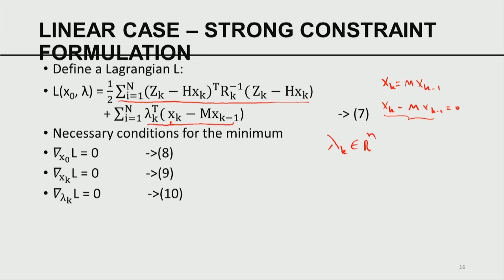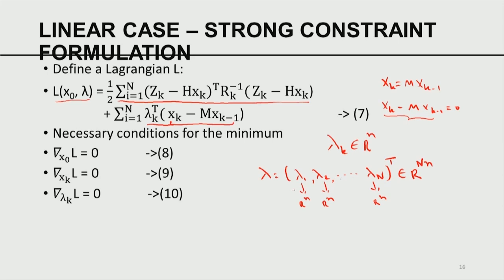So the inner product, that is a constant. This quadratic form, that is a constant. So L of x naught, lambda, that is a scalar function. It is a scalar function of x naught and lambda. When I say lambda, lambda is not one lambda. Lambda is a collection of all the lambdas, lambda 1, lambda 2, all the way up to lambda N. Each of the lambdas is a vector in R^n. Therefore, I have capital N vectors, each of size little n. So this lambda is a vector that belongs to R^(nN).